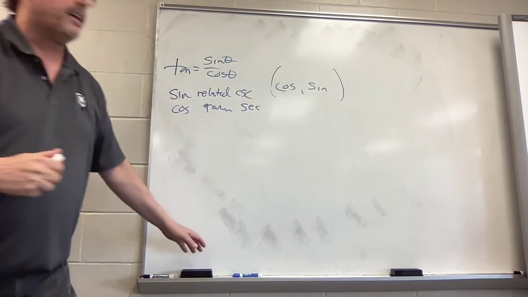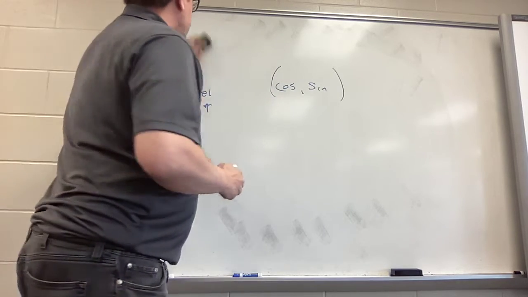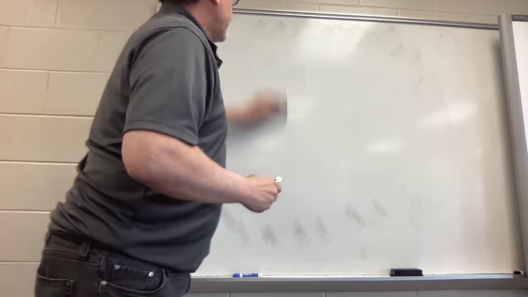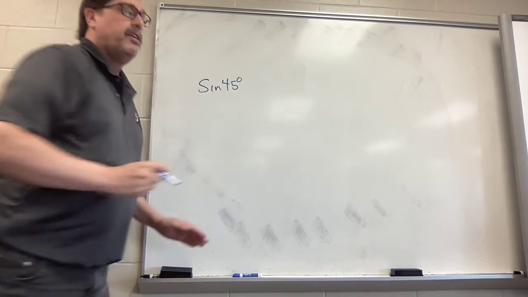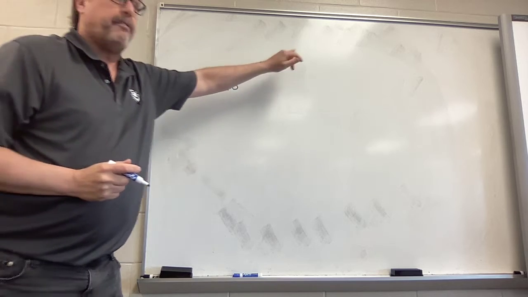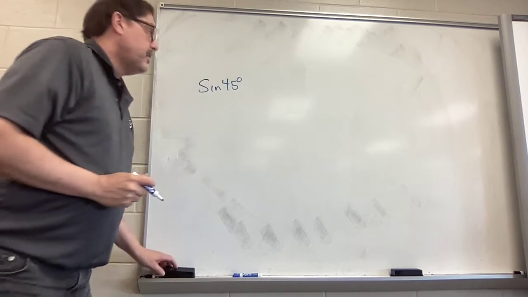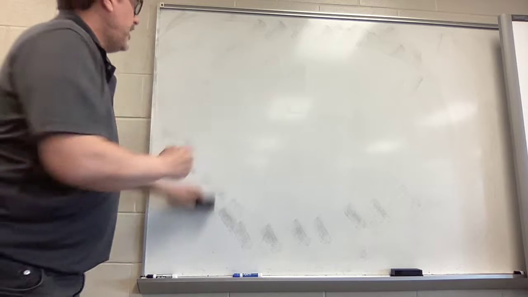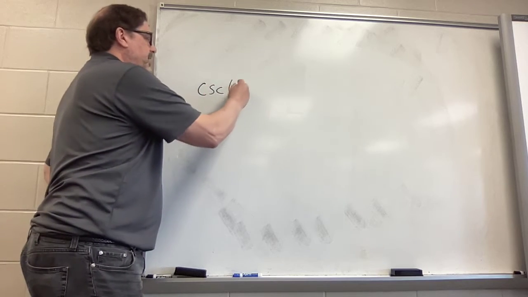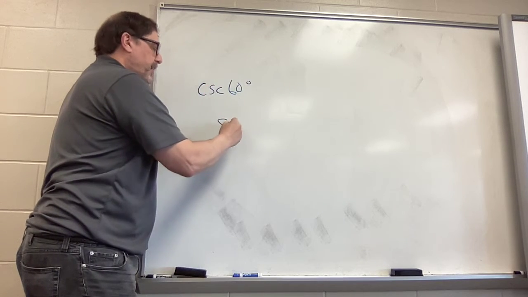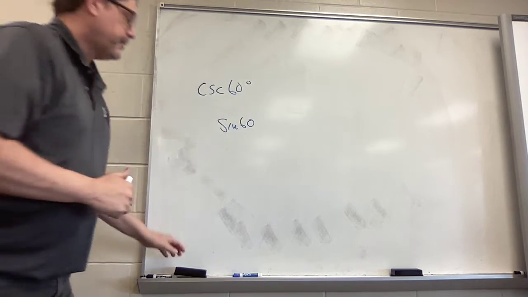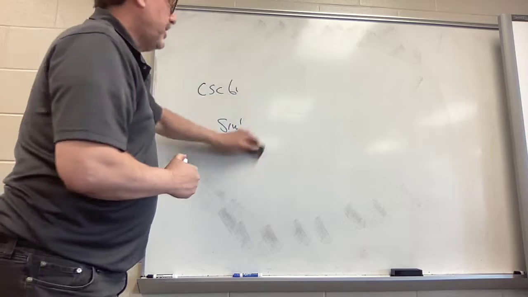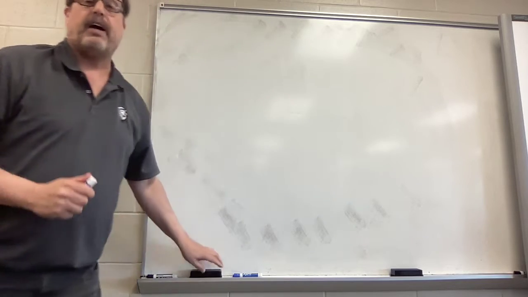Cosine first, sine second. Looking at a unit circle, it might ask you for the sine of 45 degrees. You'll look at the 45 degree dot, find the second one on the dot. Maybe it's going to say find the cosecant of 60 degrees. You would find the sine of 60 degrees, take the reciprocal. All right, again, I'm not reteaching. I'll take any questions individuals have.